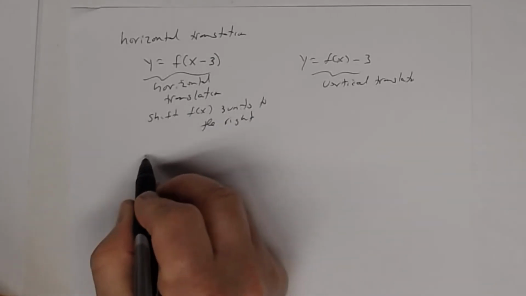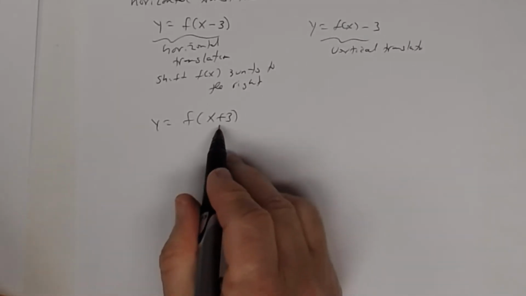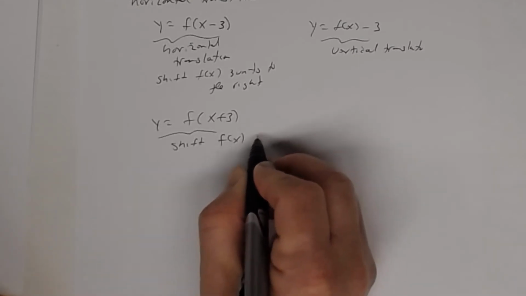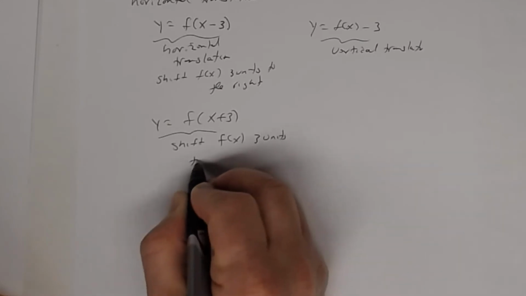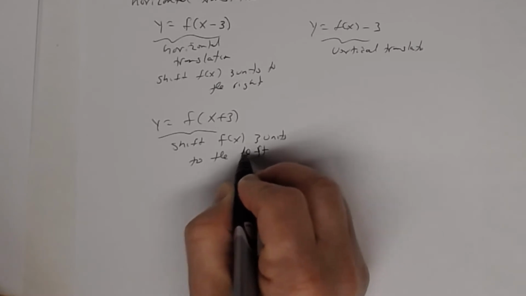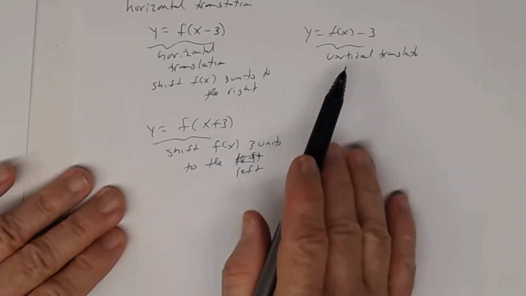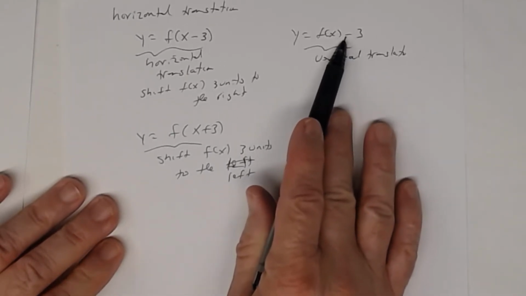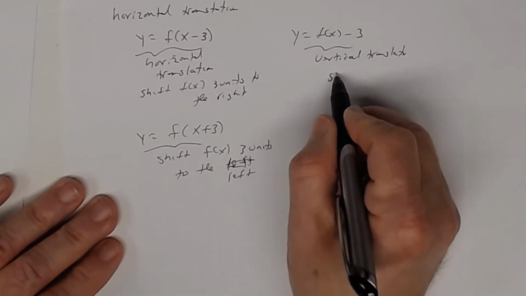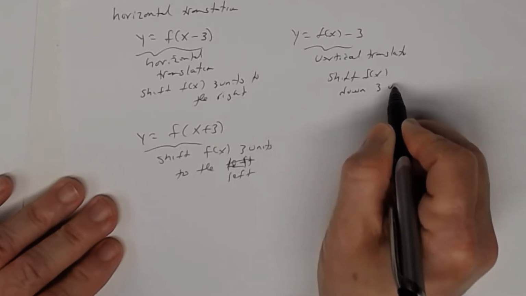Okay? So if you have y equals f of x plus 3, all right, so remember that's a horizontal translation. So you're going to shift f of x 3 units to the left. So remember the horizontal translations, left, L-E-F-T. So remember the horizontal translations are counterintuitive to what you would think. Vertical is easy. You take f of x, shift it down 3 units. So this would be shift f of x down 3 units.